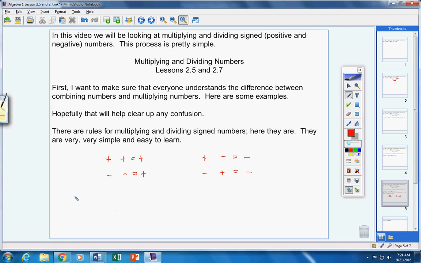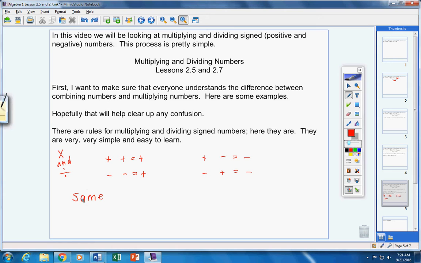So can I sum this up for you so easily? If the signs are the same, these rules are for multiplying and dividing, so please take some great notes on this and write this down.